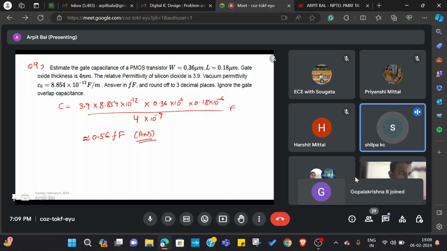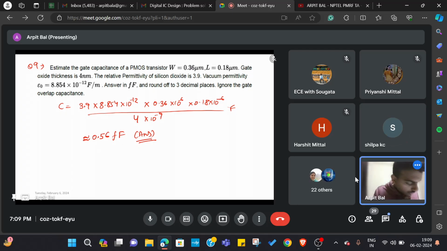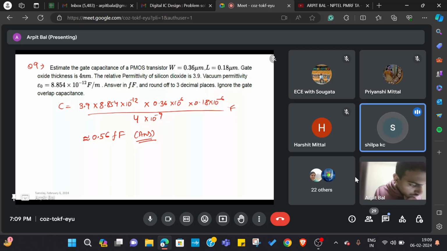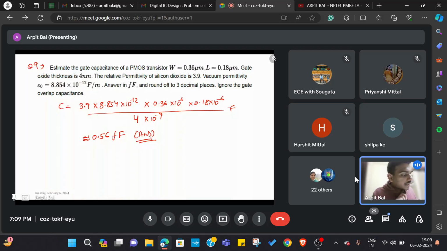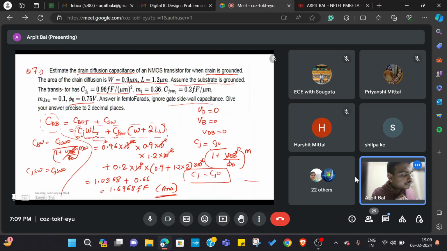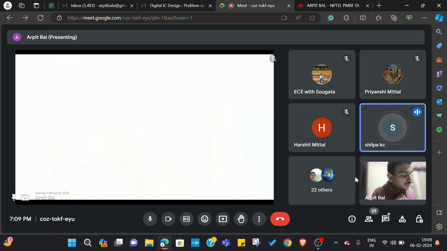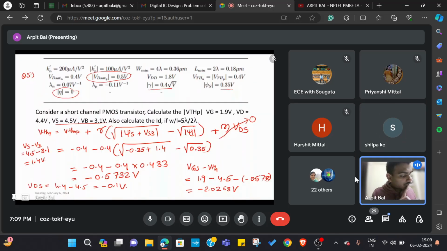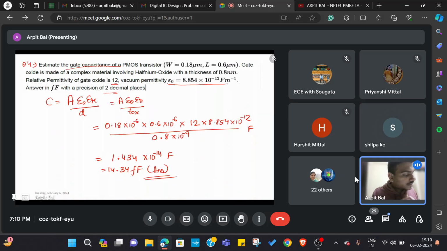Sir, I have a query. Yeah, sure. The relative permittivity of oxide is 3.9, but in the assignment, they've given it as 12. No, that's not a mistake. That is correct, because in this question it is mentioned that it is hafnium oxide. So we have something called high K and low K dielectric, right?